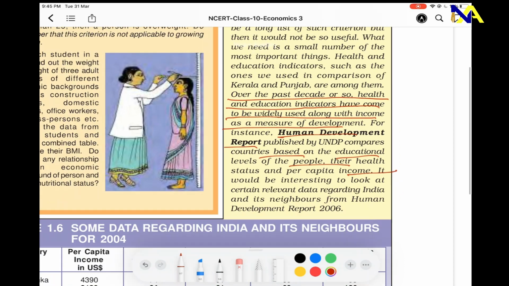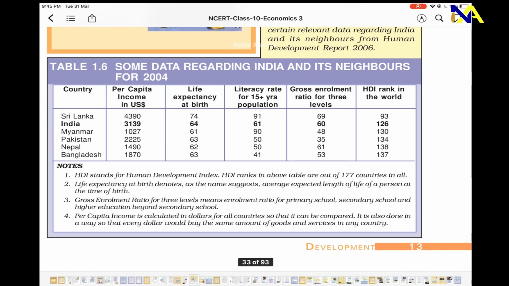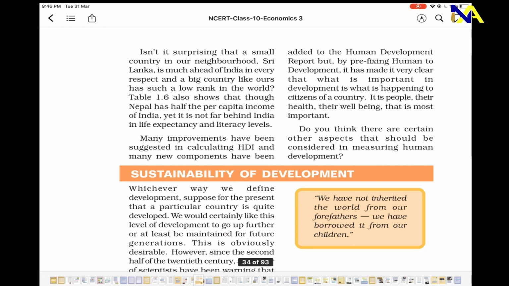Understand? So there is this report, and data in front of us, and we will try to focus first on Sri Lanka and India. You see this, Sri Lanka and India per capita income in US dollars. Sri Lanka has better per capita income, better life expectancy at birth. Overall, Sri Lanka is doing much better than India, although it's a very small country. It says over here, I want you to read this: isn't it surprising that a small country in our neighborhood, Sri Lanka, is much ahead of India in every respect, and a big country like ours has such a low rank in the world? So we definitely need to improve on our education and health facilities as well.